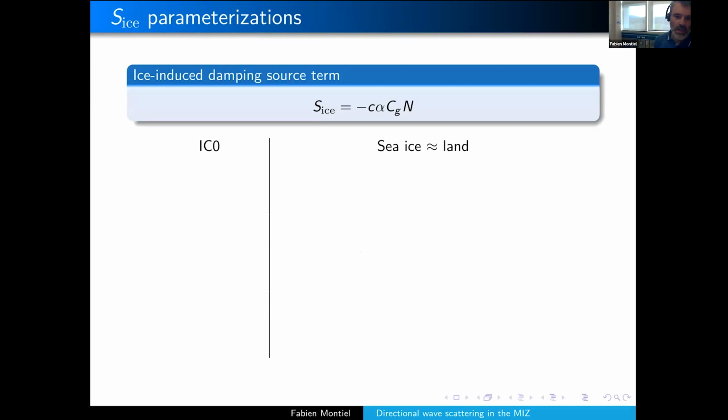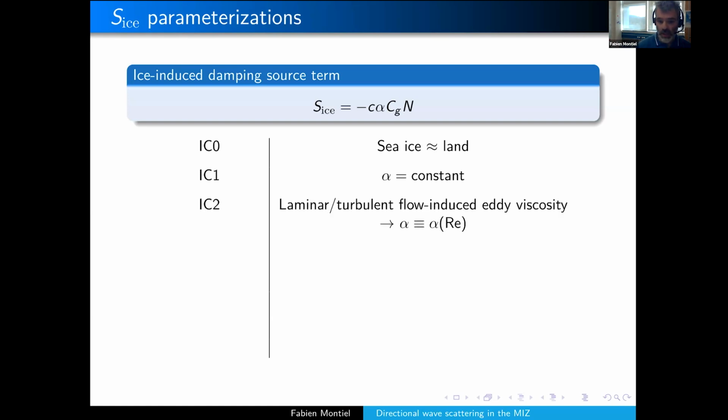These will be listed in more or less chronological order in the way they came into the model. The first one was basically to treat sea ice as land, approximately. There's kind of a buffer region depending on ice concentration, but basically it treats the ice as land. That was in the first release of WAVEWATCH, where they didn't really want to deal with the ice. Then different parameterizations were released over time. IC1 is the first one where alpha, the attenuation coefficient, is a constant. So it's just a number you put in.